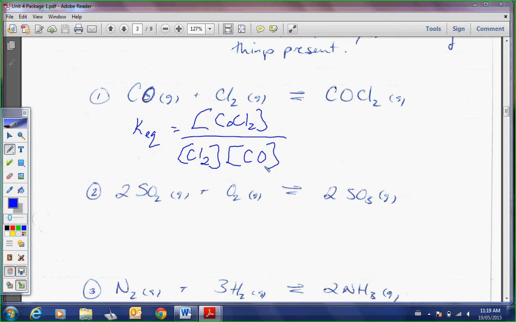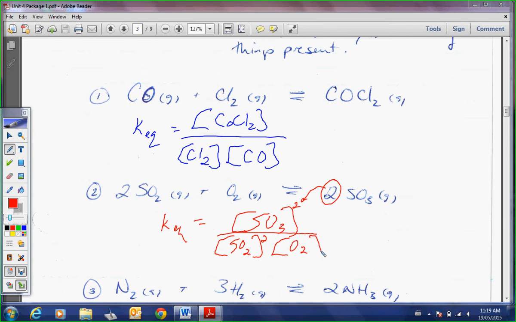Next one. KEQ equals, and it's lowercase k by the way, equals products over reactants. So Raj, square bracket what? SO3. Good? To the power of. Very good. Power of 2. Everybody get why he squared that? Because of that number there, that goes there. Divided by square bracket SO2 square bracket squared times square bracket O2 square bracket. Everybody okay? Okay, do the rest.